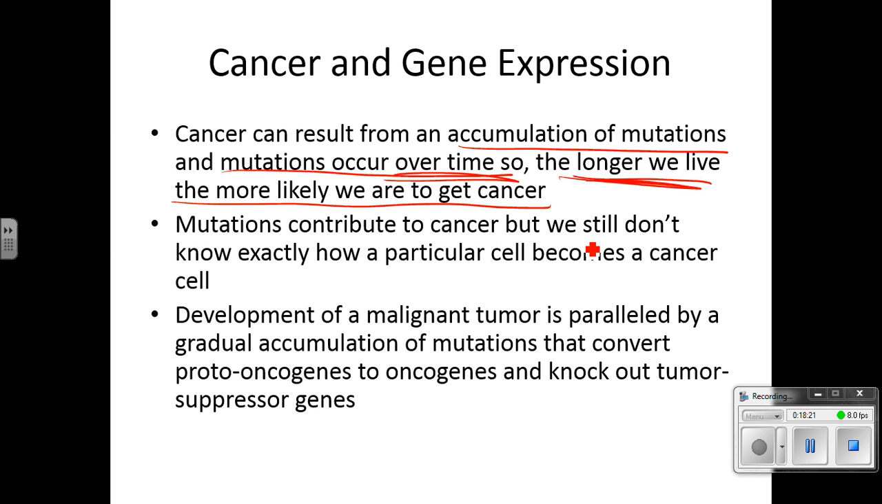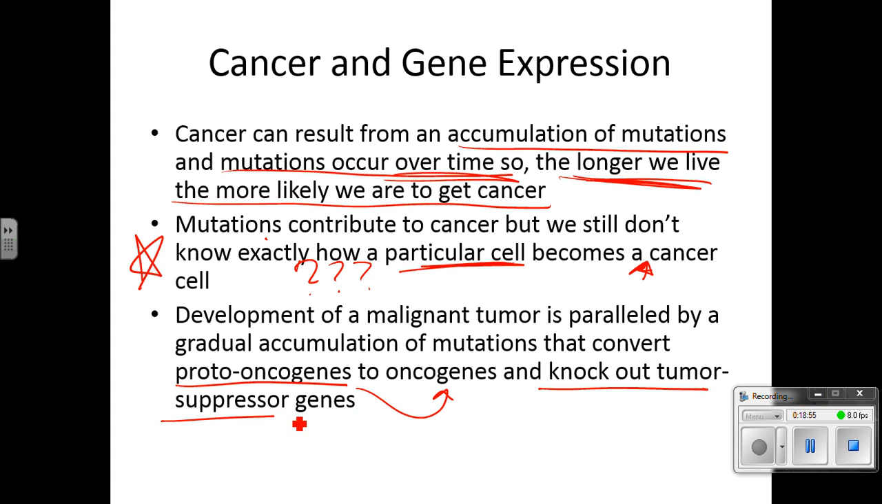Mutations contribute to cancer, but we still don't know exactly how a particular cell becomes a cancer cell. This is really important. We don't know this. This is what cancer research is about. We understand that mutations cause cancer, but we don't know what actually leads to that particular moment where a mutation becomes so big that the cell becomes cancerous and invades other tissues. The development of a malignant tumor is paralleled by gradual accumulation of mutations that convert proto-oncogenes to oncogenes and knock out tumor suppressor genes.